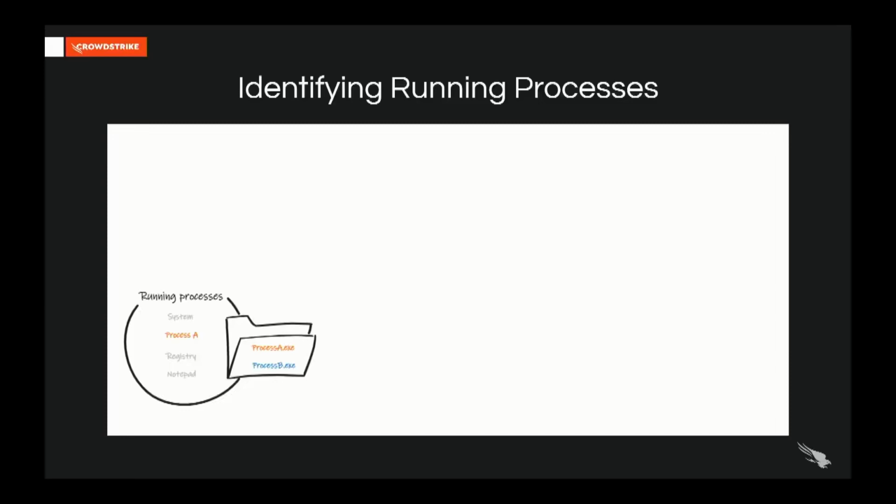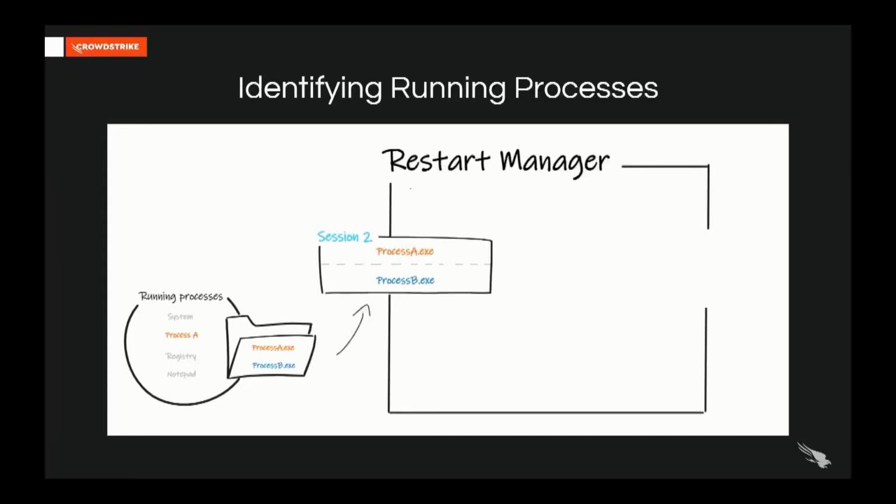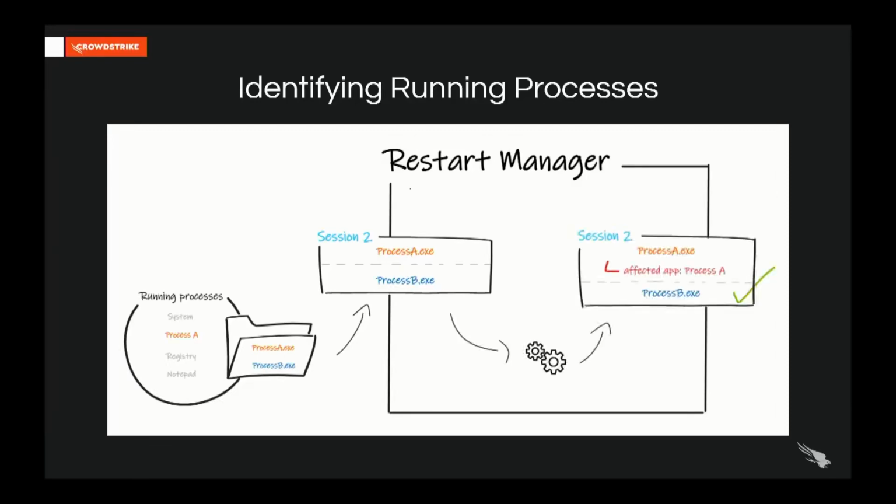If we register those two binaries in a Restart Manager session, so we're going to send the files, not the processes. It's really important to understand. It's just the binary file. The Restart Manager will process the information and tell us that processA.exe is currently blocked by process A, since the process is executing from its binary. But for process B, of course, it's all good, as process B is not executing. No process is currently blocking processB.exe.